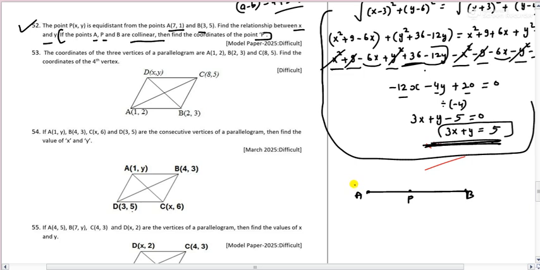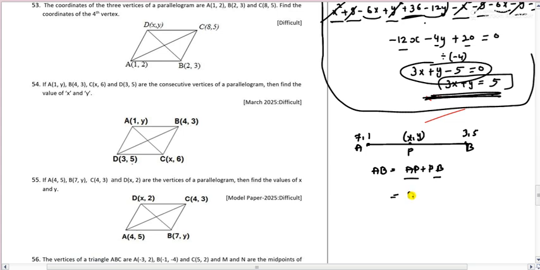You will get the value of P. How much is A? It is given as 7 comma 1. B is 3 comma 5, and P x comma y. You'll get the relation, correct? But next question is, if they are collinear, so if they are collinear, it means what? AB is equal to AP plus PB, isn't it? Now, as per the data, these two are same. It means AP plus AP I can write because they are equidistant. So 2AP I can write. AB should be equal to 2AP, isn't it?